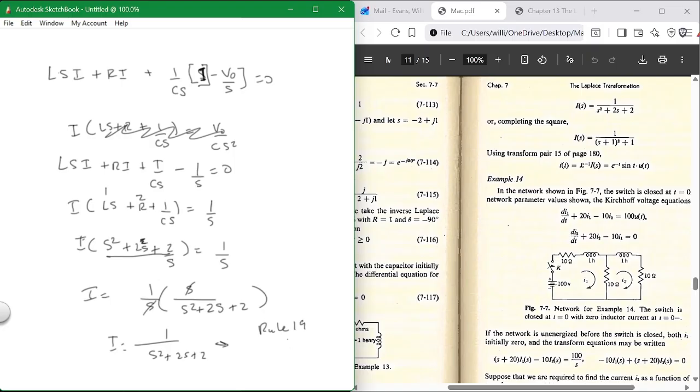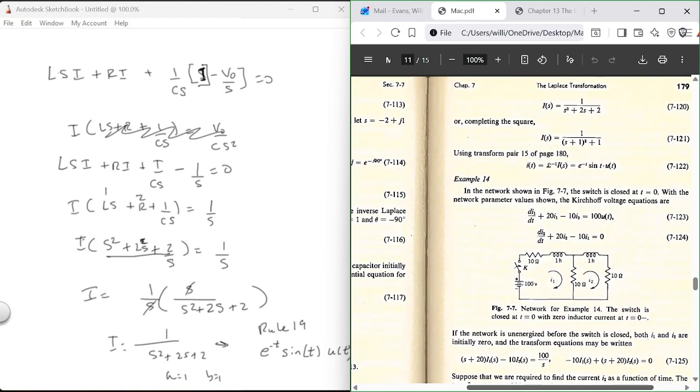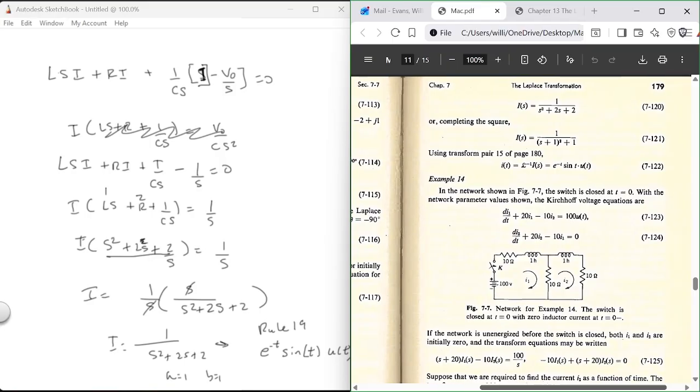Rule 19 converts it to what? E to the minus t, because it's S plus 1, and there's my A term. A is 1, B is equal to 1, e to the minus t sine of t, and then they put in the, bless them, u of t. Do you have to do that for me? No, but he does. Okay? So be it. Everybody see the answer and how he got it? You see how this works? Kind of.